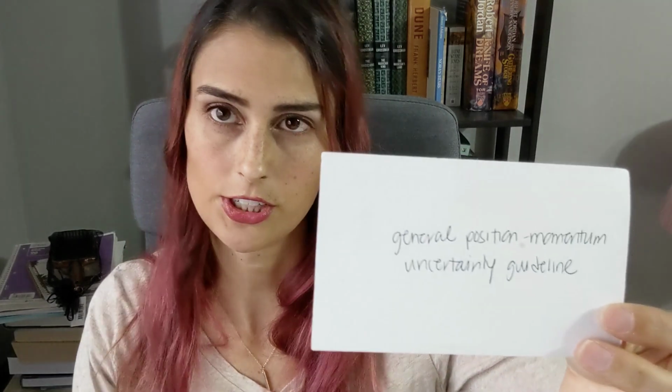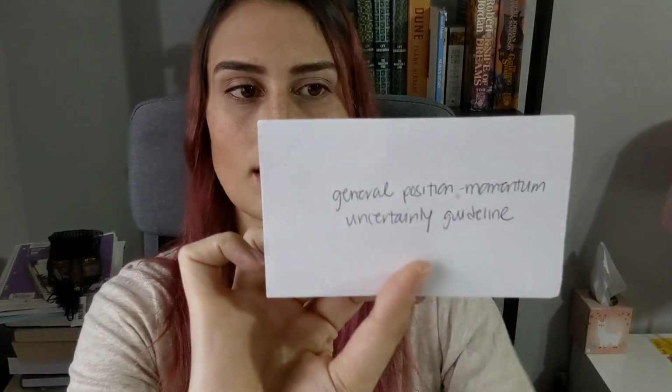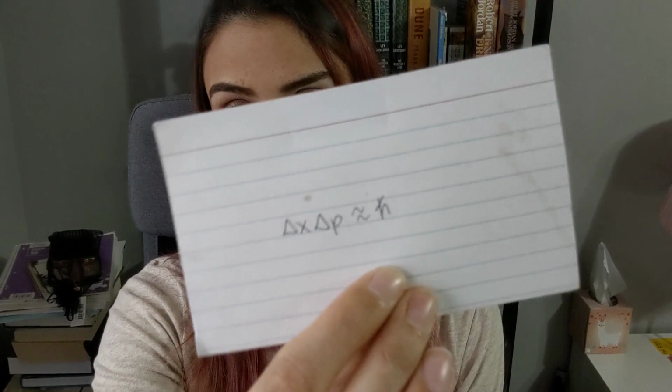Okay, the general position momentum uncertainty guidance. Again, this isn't an exact relation, it's a guidance. It says that delta x times delta p is approximately h bar.